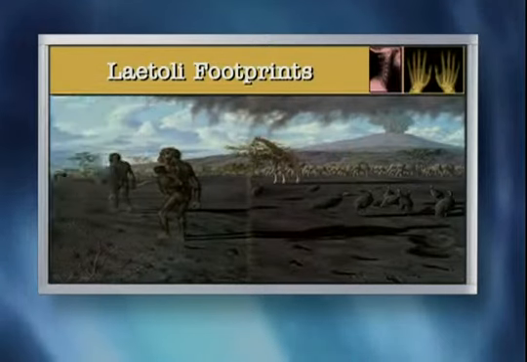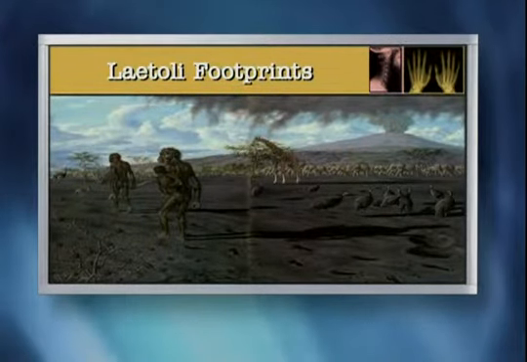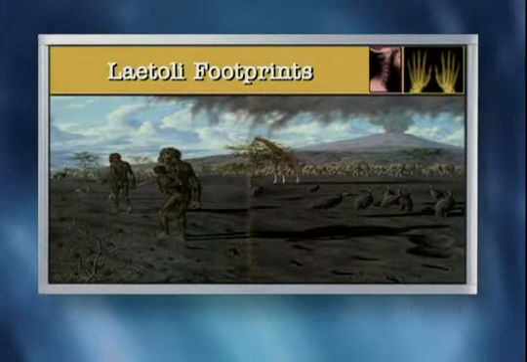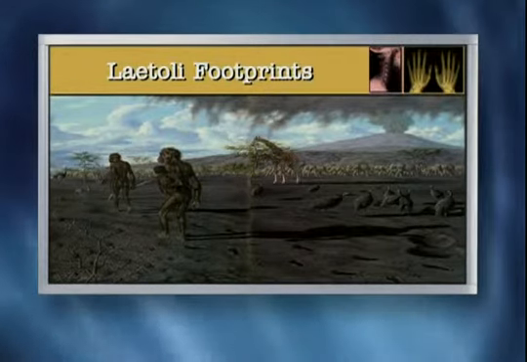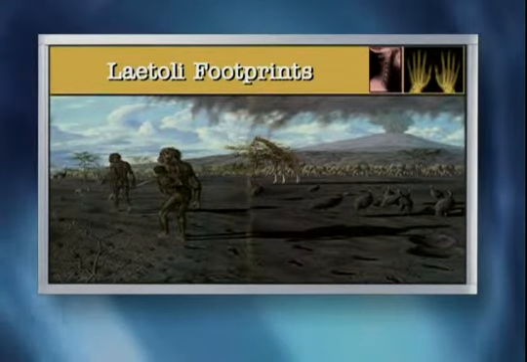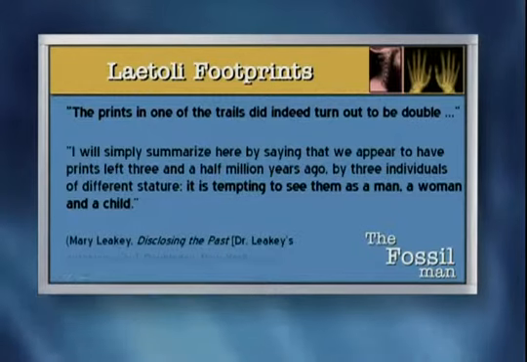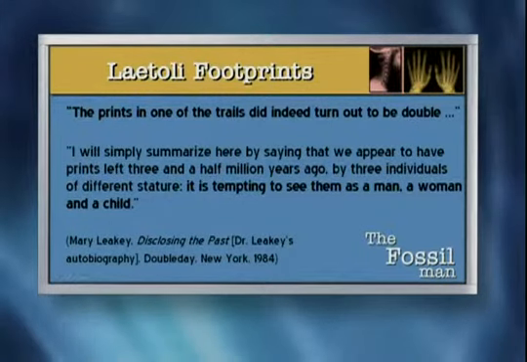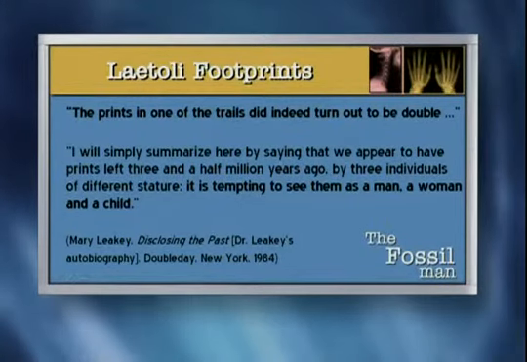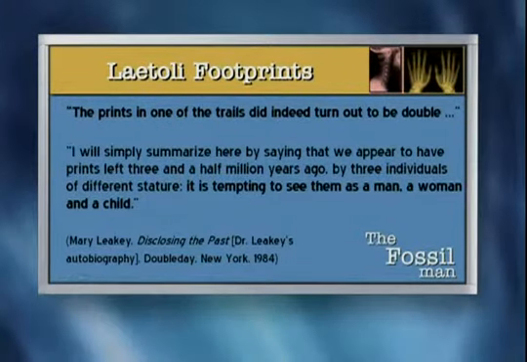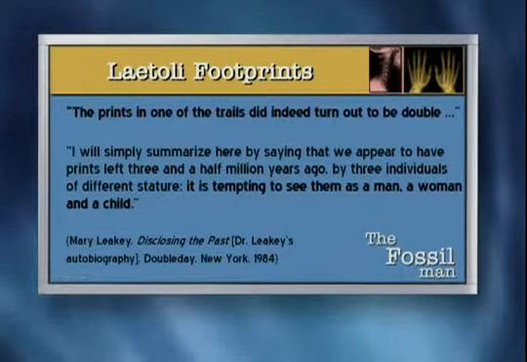Now, this is the picture that was included in National Geographic, and you'll notice they have these ape-like creatures, and one of them is holding an infant. And you think, why in the world did the artist draw that particular picture? Here's the reasoning. Mary Leakey, in describing it, said, "The prints in one of the trails did indeed turn out to be double. I'll simply summarize here by saying that we appear to have prints left 3.5 million years ago by 3 individuals of a different stature. It's tempting to see them as a man, a woman, and a child."